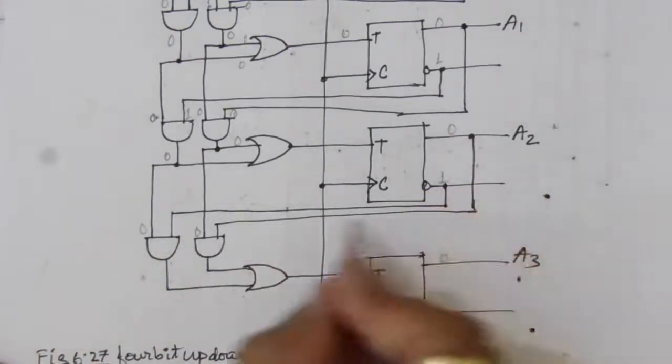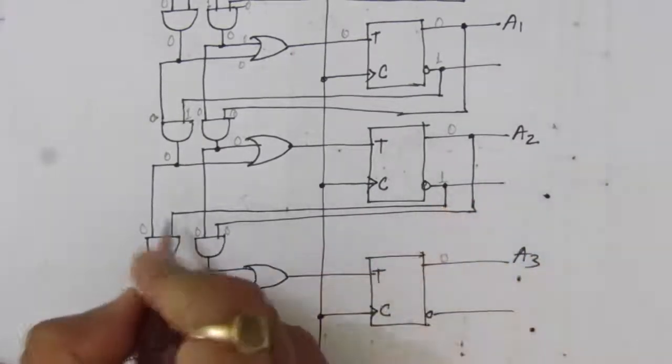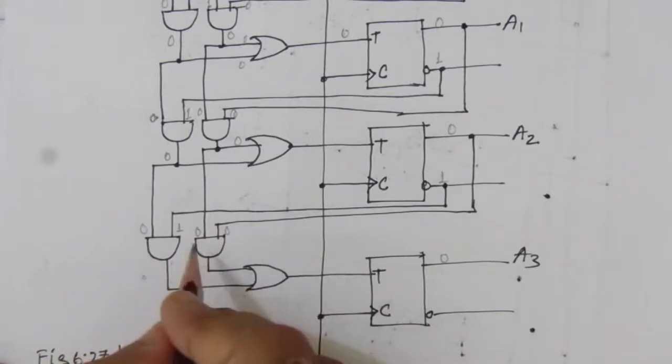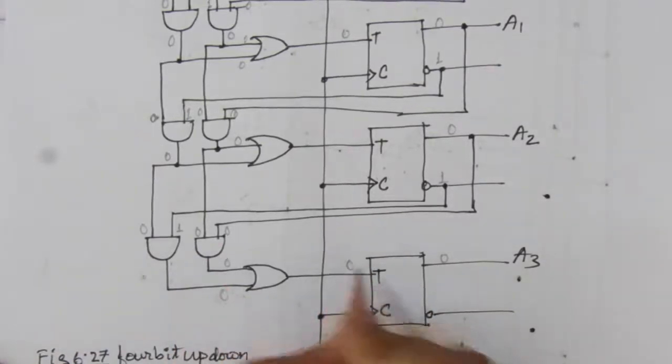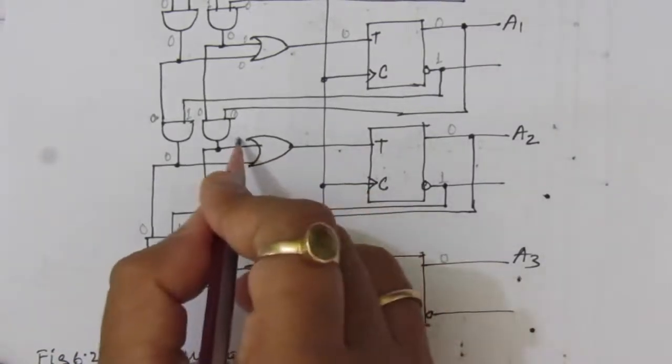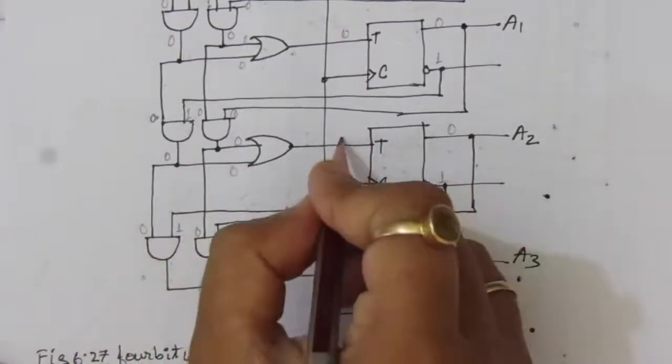So 0 is connected here, so here we will have 0. And this 1 is connected here, so here we will have 1. So the AND gate output will be 0 and 0, so it will be 0. And here we have 0 and 1, the output will be 0. So 0 plus 0 will be 0. And here also 0, and this 0 is connected here. So 0 plus 0 will be 0.